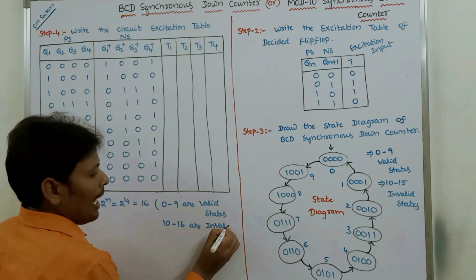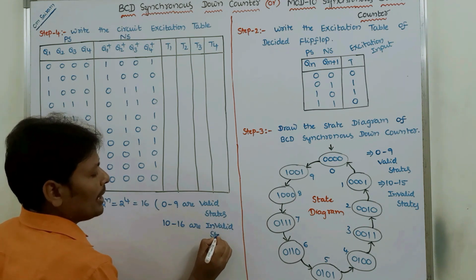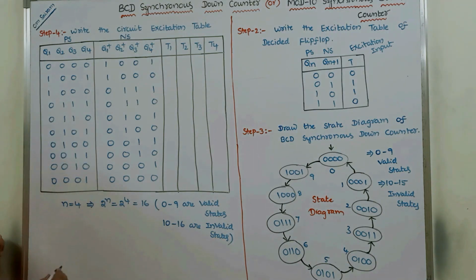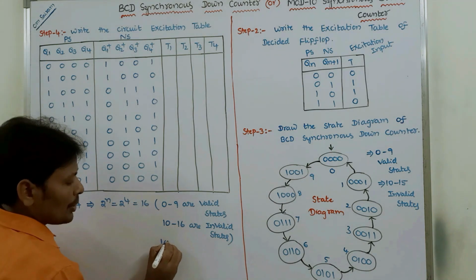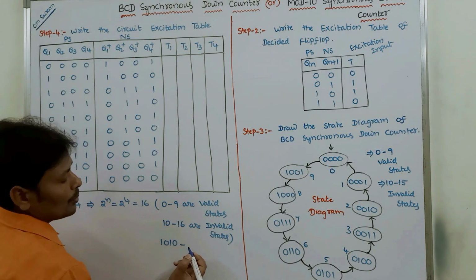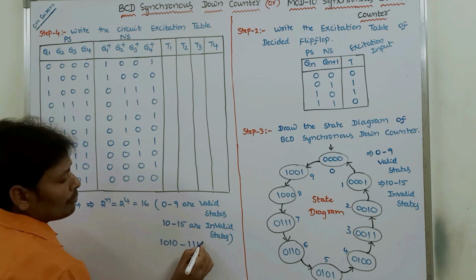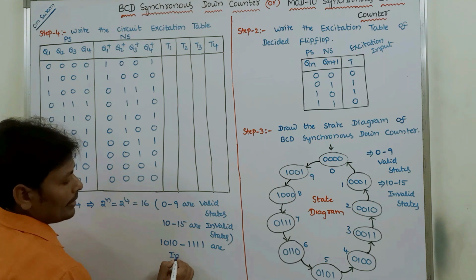Those invalid states cannot be represented in the truth table also. That means 1, 0, 1, 0, 2, 1, 1, 1, 1 are invalid.